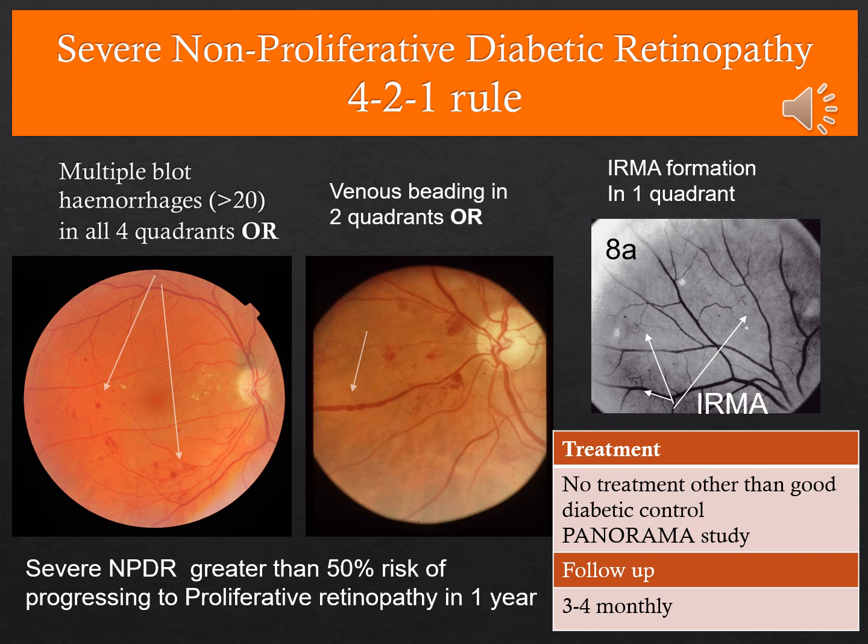Patients with this degree of retinopathy have greater than 50% risk of progressing to proliferative diabetic retinopathy within a year. Studies such as the Panorama study indicate that no treatment is needed at this stage of retinopathy other than diabetic control. But because of the risk of developing proliferative retinopathy within a year, we would advise reviewing these patients every 3 to 4 months in case proliferative retinopathy develops.